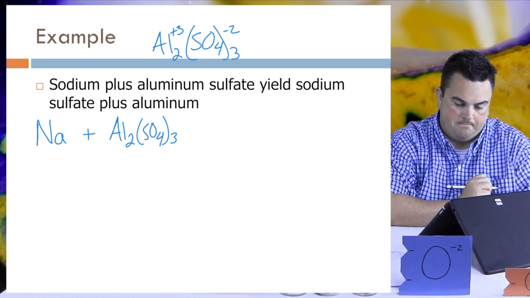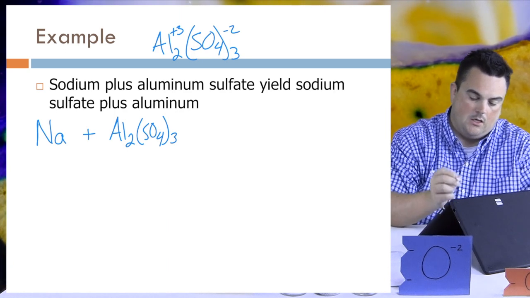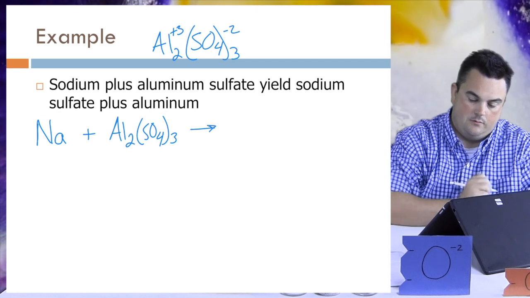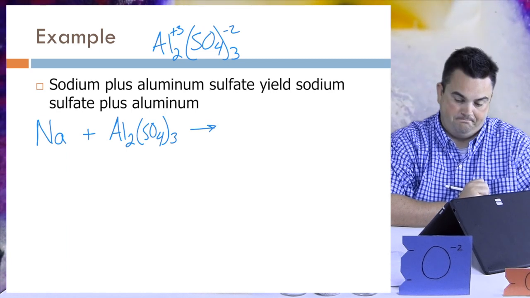All right, we've got our reactants because the next thing says yields. What do we write down for that? That's an arrow. It's an arrow. The reaction is occurring. Next, we have sodium sulfate. Element or compound? That's a compound.